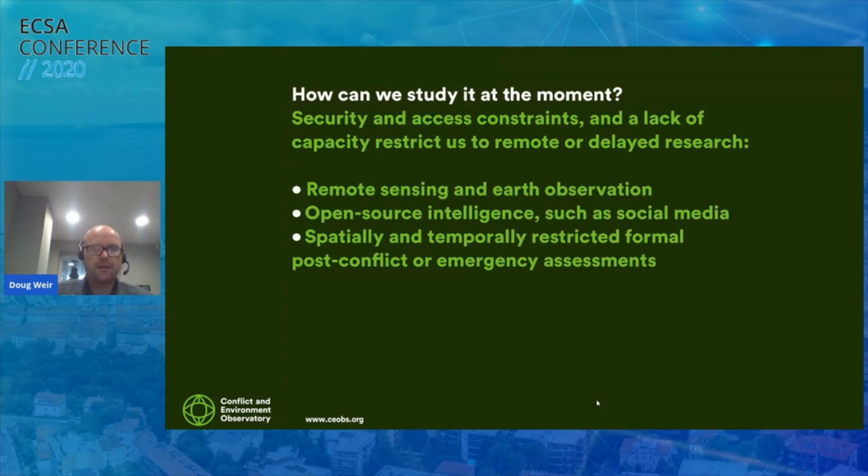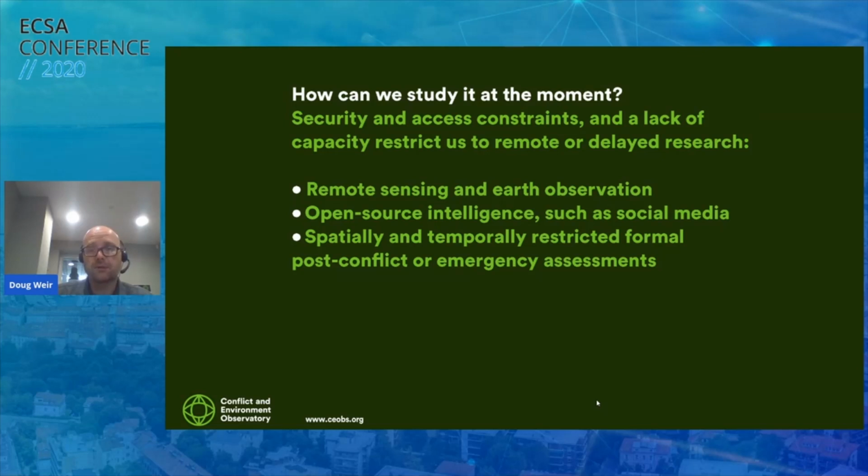Obviously, there are a lot of issues around conflict areas, security and access constraints. We often see a lack of capacity on the ground, particularly where environment ministries did exist, and the capacity they did have tends to be diminished during the conflict. So this can delay or restrict research. We tend to be quite limited in what we can do.